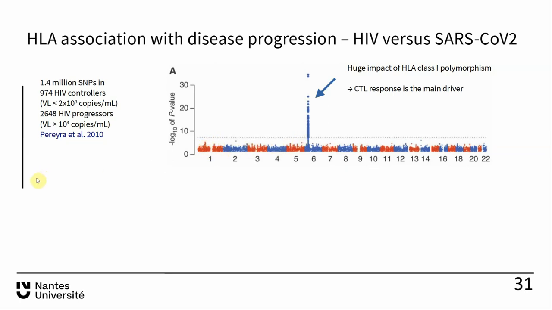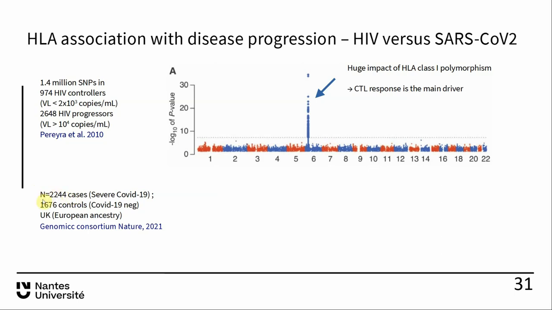Now, how about SARS-CoV-2 infection and COVID-19? Well, of course, a GWAS study is a widely used tool. So, of course, there were cohorts set up to try and test and find out what are the genetic loci important for disease outcome.